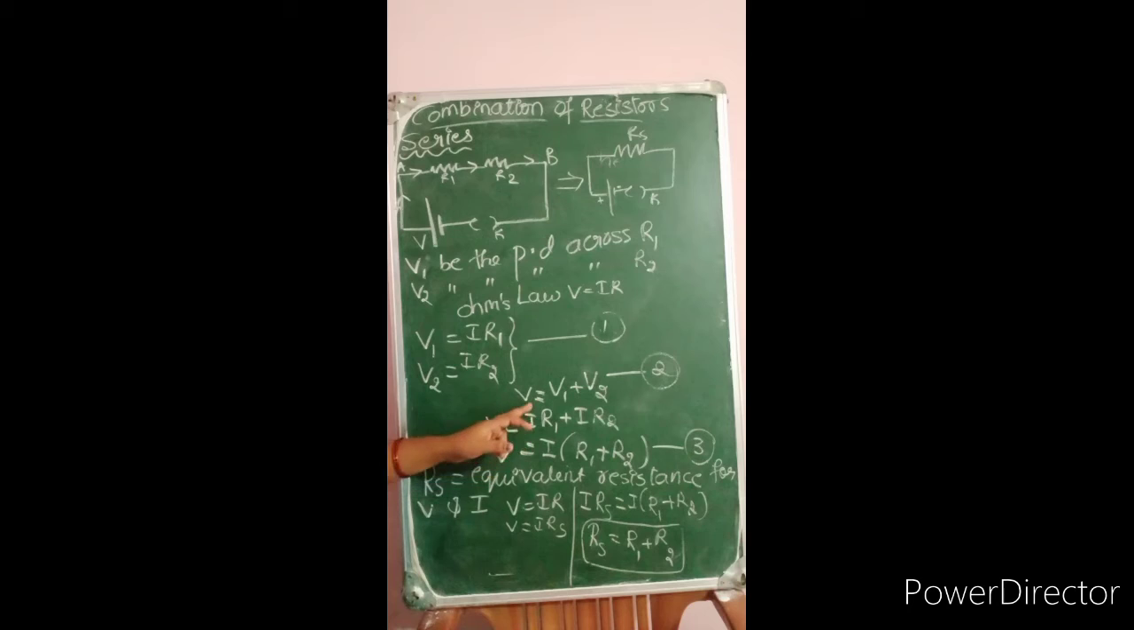And the potential difference across any resistor is always directly proportional to the resistor. Potential difference is always directly proportional to the resistor. So these are the points to remember in the series combination of resistors.